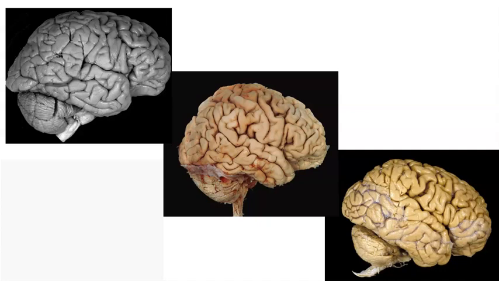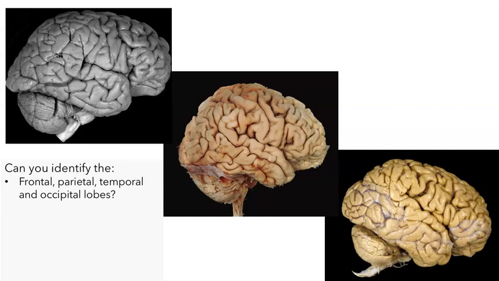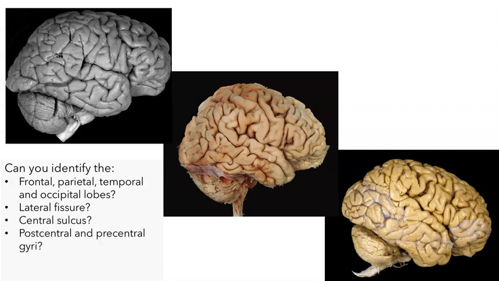Well, let me close this video with a little bit of a challenge for you. If these structures are really conserved in brain after brain after brain, then you ought to be able to identify them. And so I've got a bit of a challenge for you. Can you identify the frontal, parietal, temporal, and occipital lobes in these pictures? Can you find a lateral fissure? Can you find the central sulcus? Can you find the postcentral and the precentral gyri? Can you see other conserved sulci and gyri?